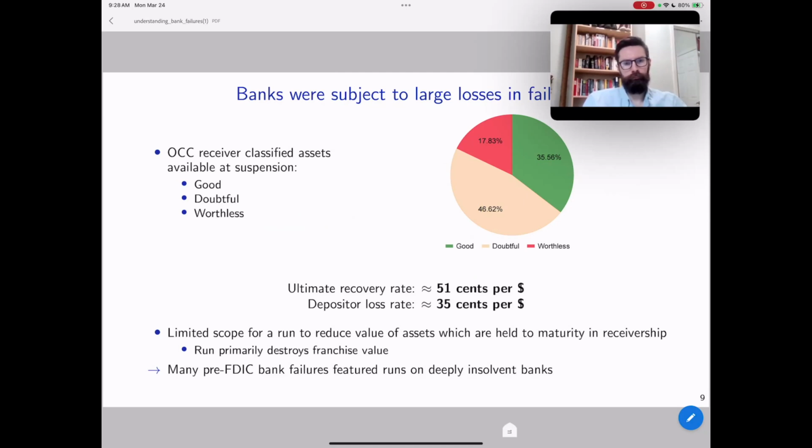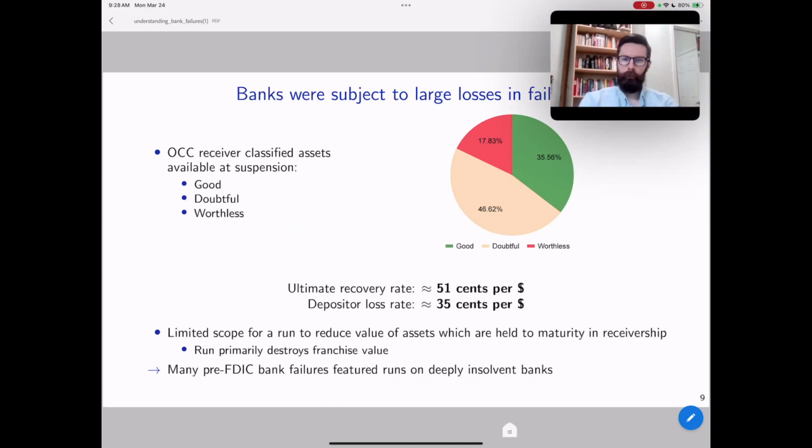Now, what's interesting is that historically, in receiverships in the US, the assets are just being held to maturity. So we can very much see what's the market value of these assets. And that seemed to be very low. So the run primarily destroys the franchise value of the banks, which we cannot measure. But given that the assets that the bank was still holding are so low, in most cases, it turns out that even before the FDIC is in place, these bank failures, even when they featured runs, were runs on deeply insolvent banks. Okay, so I'm not going to give you all the details.